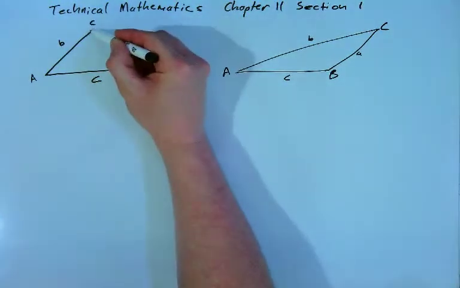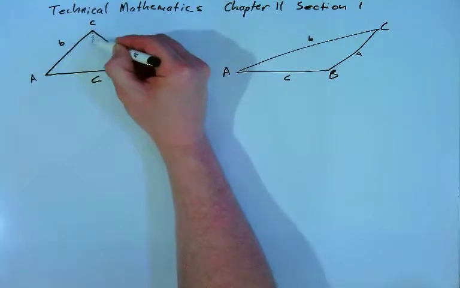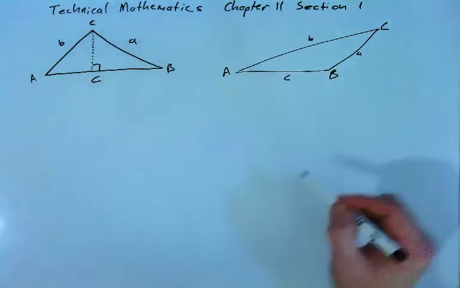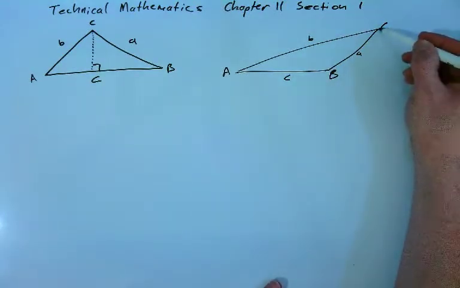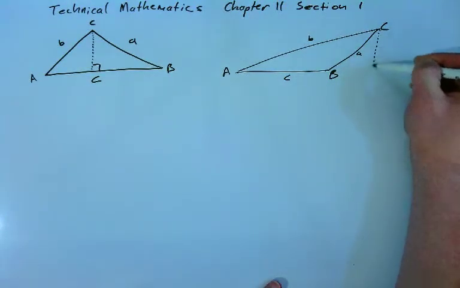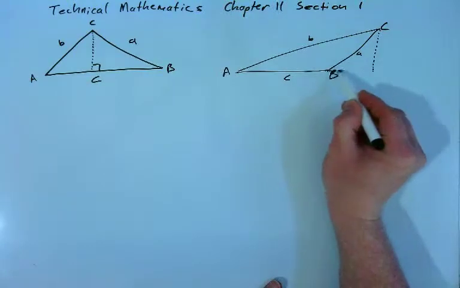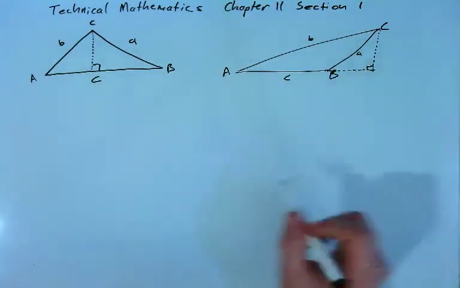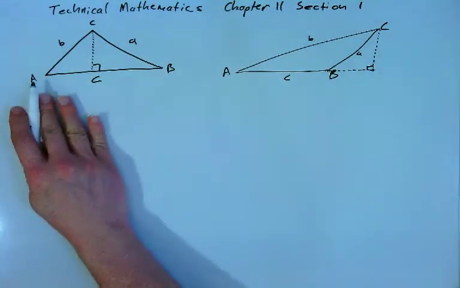So what we want to do is draw a line from the point C down perpendicular to the opposite side, and I'll do the same thing over here. If I draw a line down so that it's perpendicular to this line, okay, and so they form right angles.